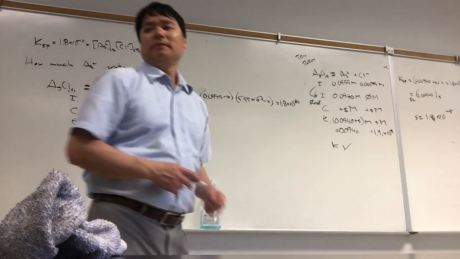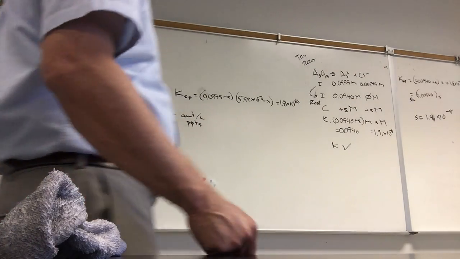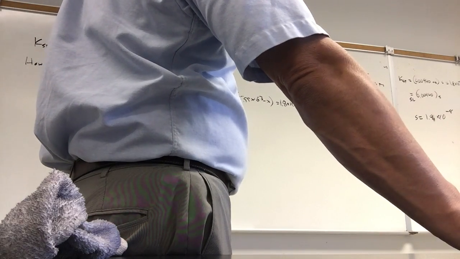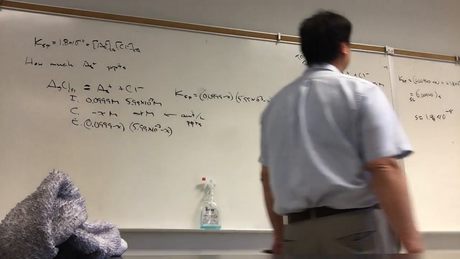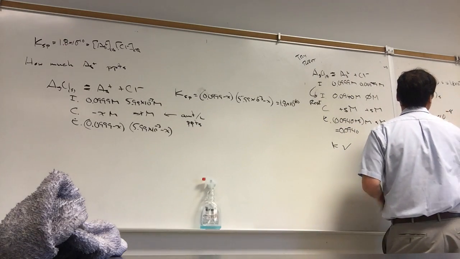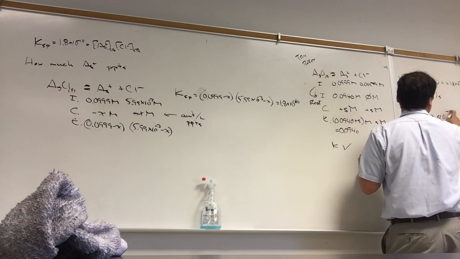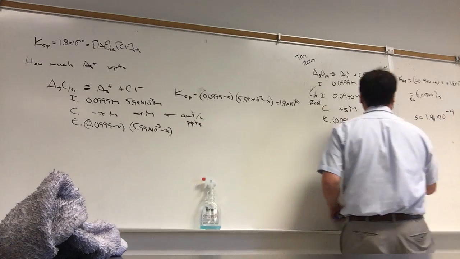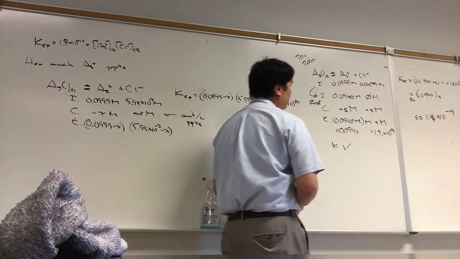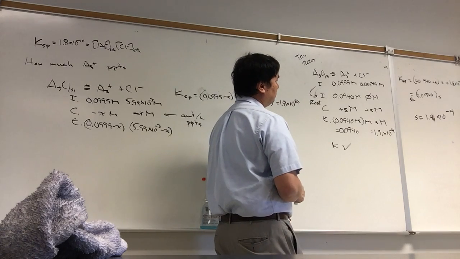So the question comes up, how much was precipitated? Oh, shoot. Yeah, you're right. It's going to change this to 10 to the negative 9. All right, 10 to the negative 9. Okay, now the K should check out.